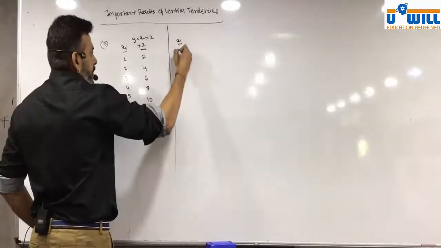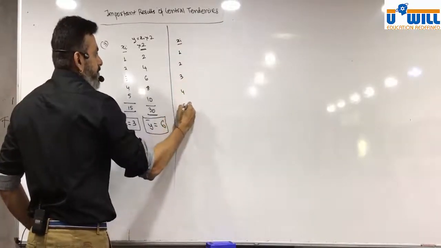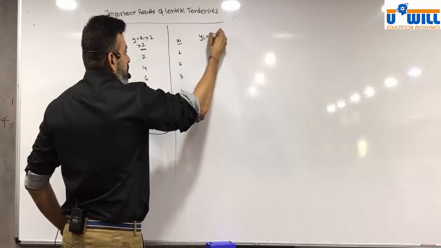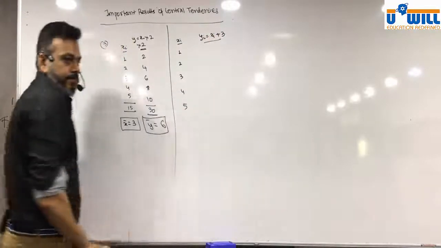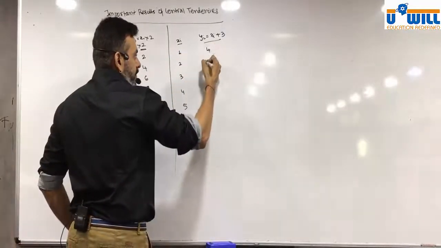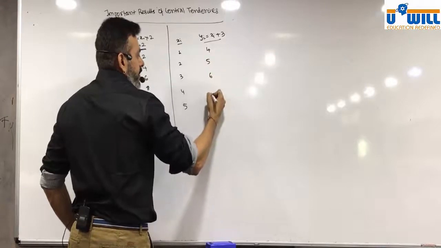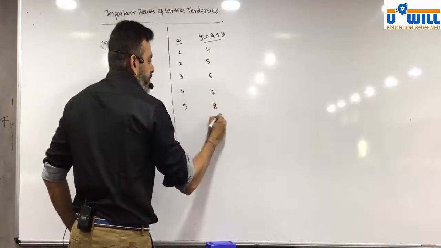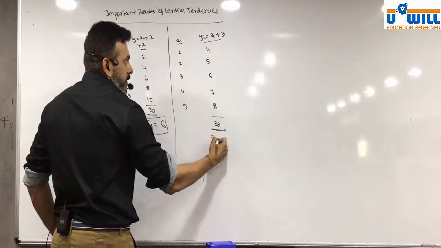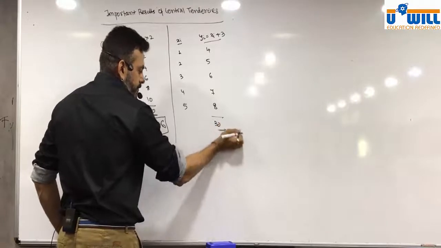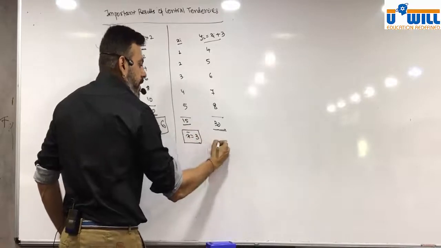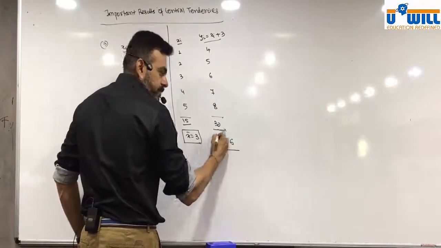Another example. Xi is 1, 2, 3, 4 and 5. Now I'll take yi equal to xi plus 3. I am adding 3. So 1 plus 3 is 4, 5, 6, 7, 8. Total 15, 5, 20, 30. Again 30. X bar is equal to 3 and Y bar is equal to 6.